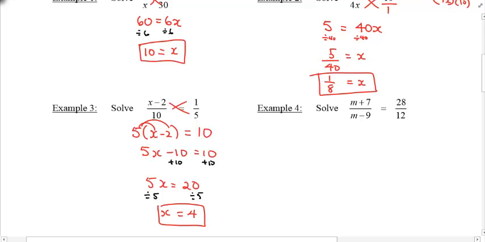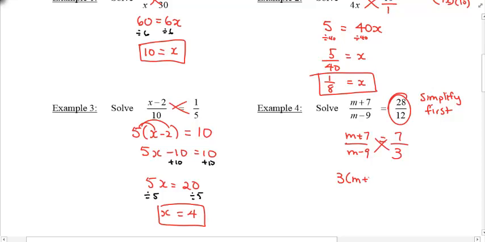Okay, and same thing with example number 4. I'm going to get you to cross multiply. The numbers look big and scary, true. But if you can see that the right-hand side can be simplified first, I always think having smaller numbers makes a lot of sense. I think both of these numbers can be divided by 4. 28 divided by 4 is 7. 12 divided by 4 is 3. And now, if you have this, you can cross multiply and solve.